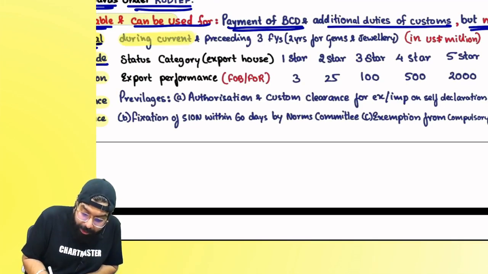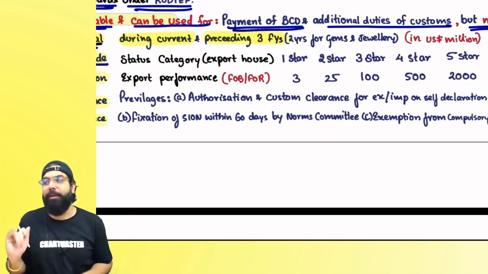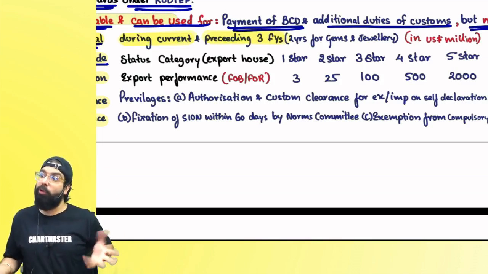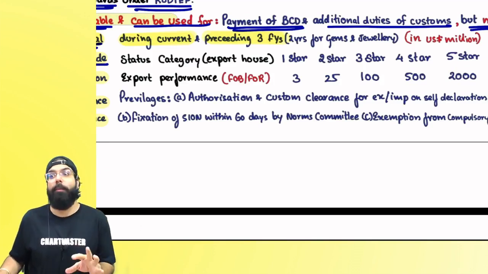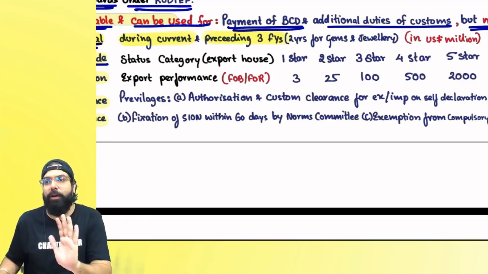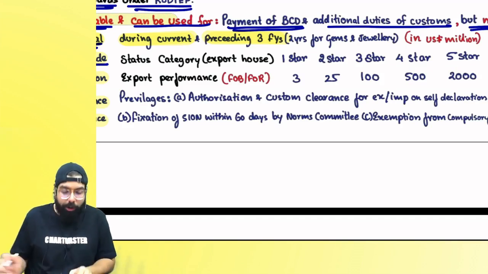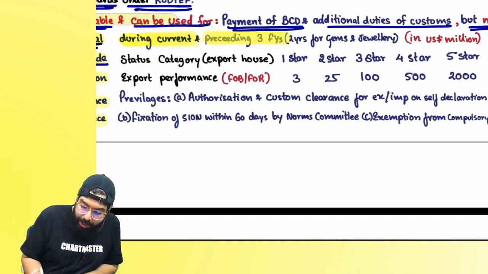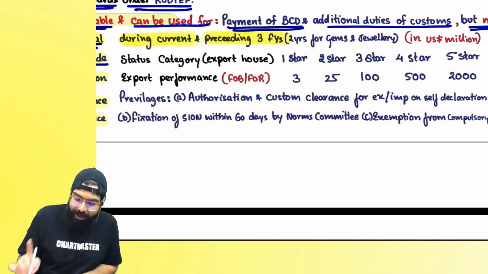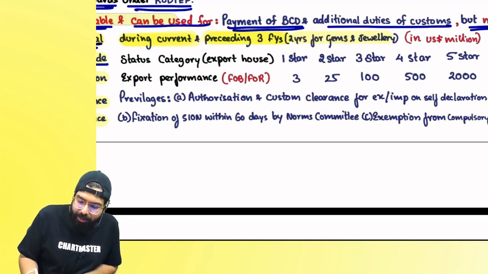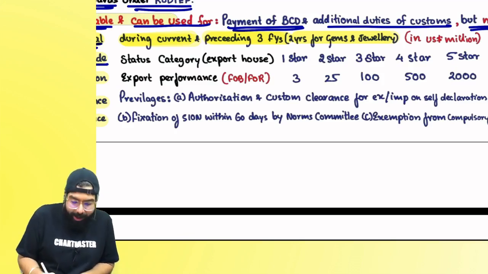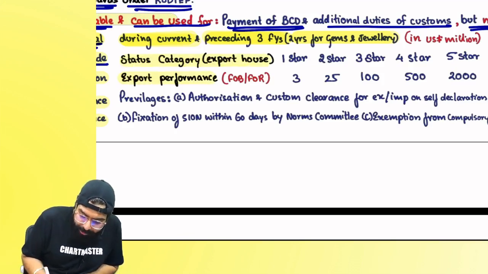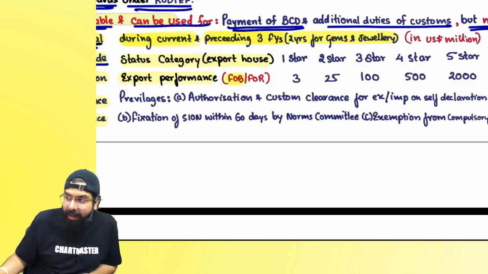Here, during the current and preceding 3 years, they will see the performance. One year you perform because COVID was there. Exported masks, etc., too much. Next year onwards, no performance. They're telling those people are not status holders. Status holder means during the current year and preceding three financial years we'll see. In case of gems and jewelry, the last two financial years' performance we'll see. And if you are exporting by sea, then FOB.